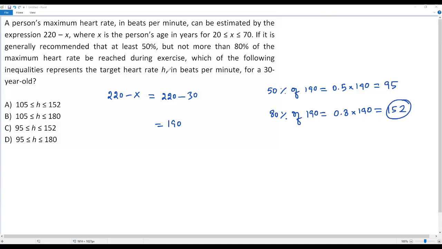According to the information in the question, during exercise, the target heart rate is given by the letter h. So the minimum value of h is 95 and the maximum value of h is 152. We can write this as an inequality, that is 95 less than or equal to h less than or equal to 152. We find this inequality in answer choice C. So the correct answer choice for this question is C.